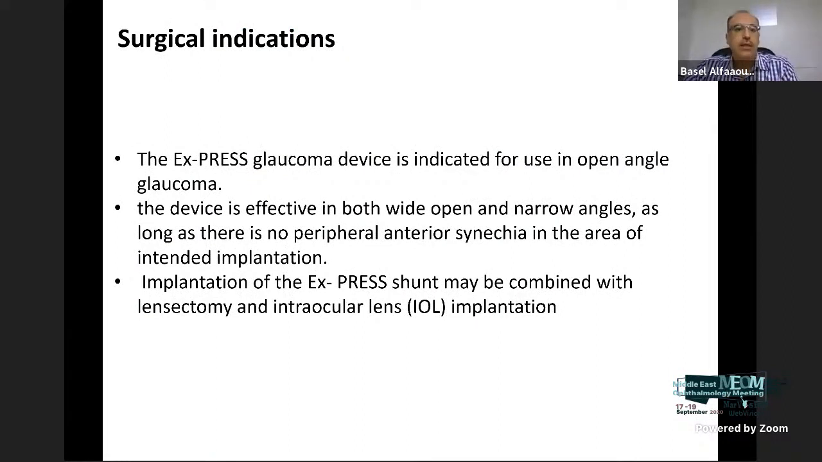The surgical indication for this device is mainly for open angle glaucoma, but we can do it for narrow angles also, just to avoid the peripheral anterior synechia if they are present. The implantation of the Express shunt may also be combined with cataract surgery.